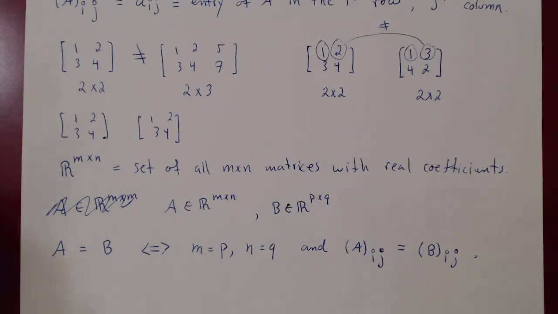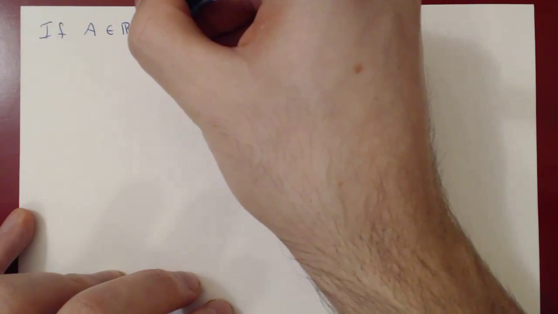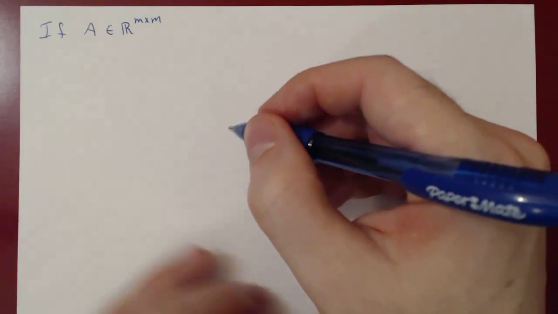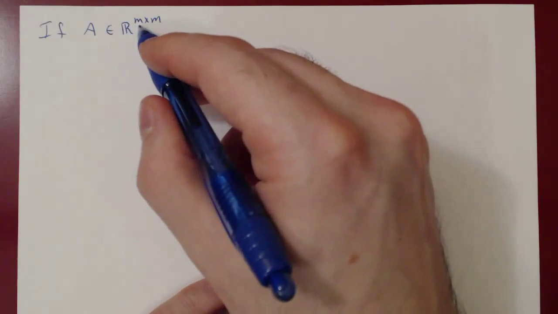Let's look at a few more definitions. Special matrices. So the first definition will be a square matrix. So a square matrix obviously will be a square. So it will have the same number of rows as columns. So if we write A belongs to the set of all m by m matrices, A consists of m rows and m columns, we say A is a square matrix.